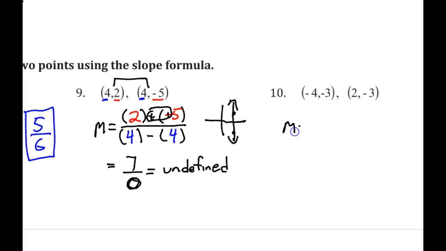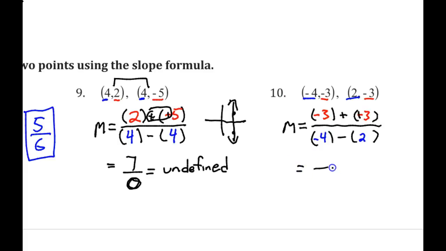Okay, let's make our parentheses, fraction. Alright, put the y's on the top. So negative 3 and negative 3. X is on the bottom. Negative 4 and 2. So we have two negatives making a positive again, and this time we have negative 3 plus 3, which is 0. So now this time the 0 is on the top, and negative 4 minus 2 is negative 6.